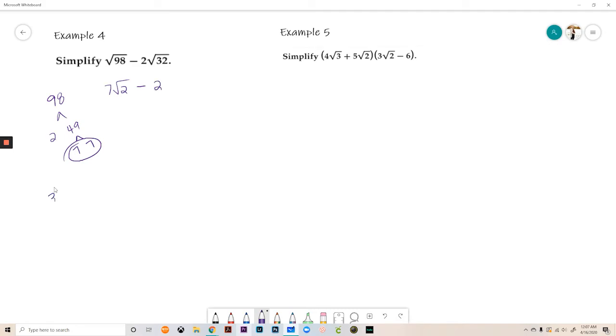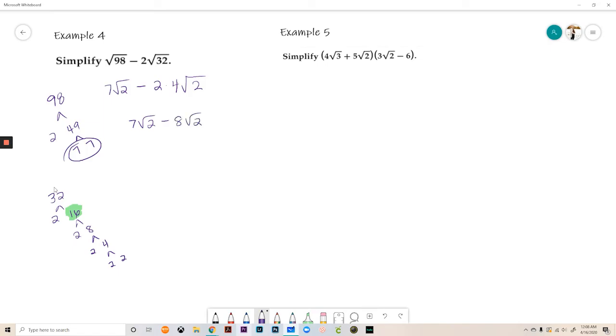I'm going to break up 32. 2 times 16, 2 times 8. Some of you guys might be able to jump to exactly what it is. I'm just showing you my method of doing it. You guys can probably jump right here, this is a perfect square. So we could say, oh well, 4 is going to come out because square root of 16 is 4. So we're going to have times 4 square root, and then we've got a 2 left over. So we've got 7 square root 2 minus, this will become 8 square root 2.